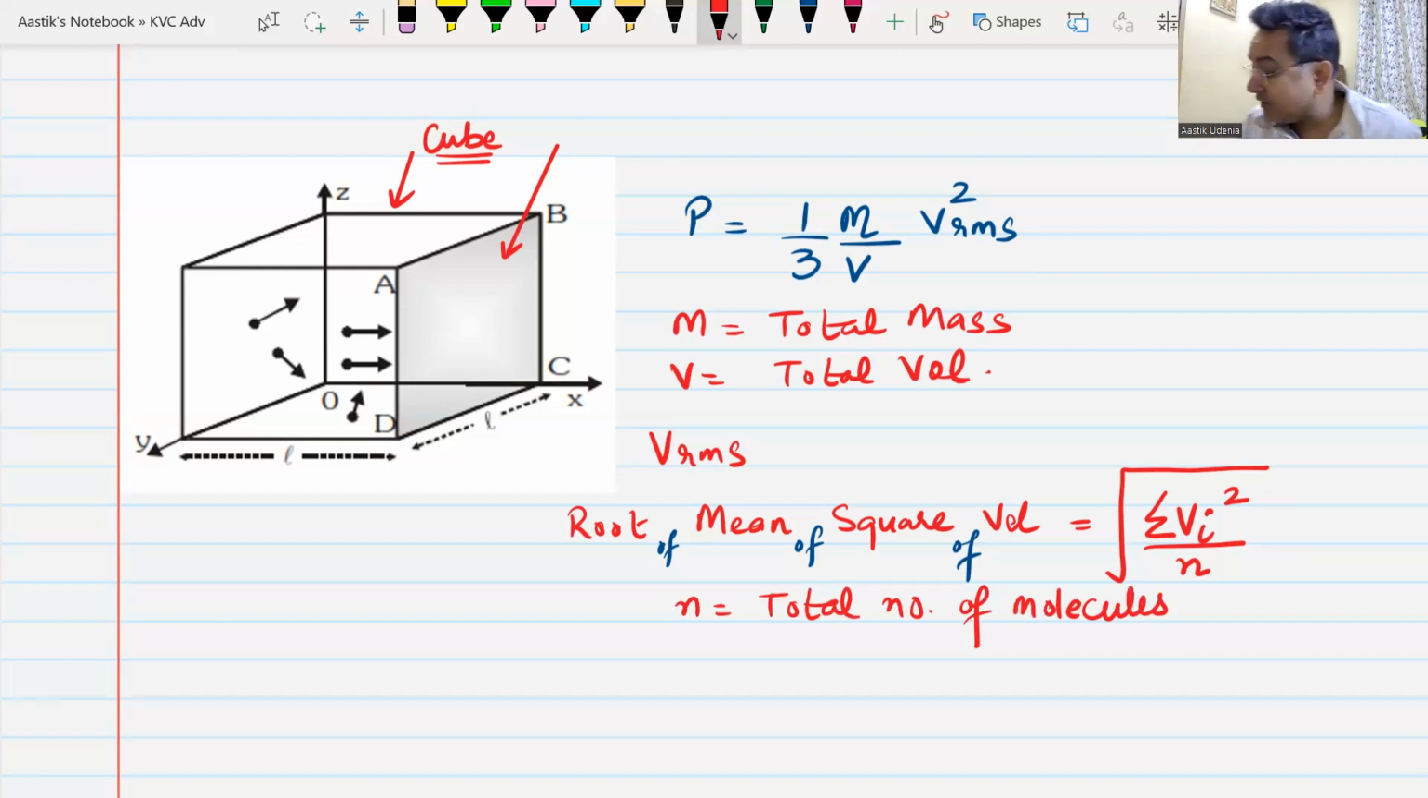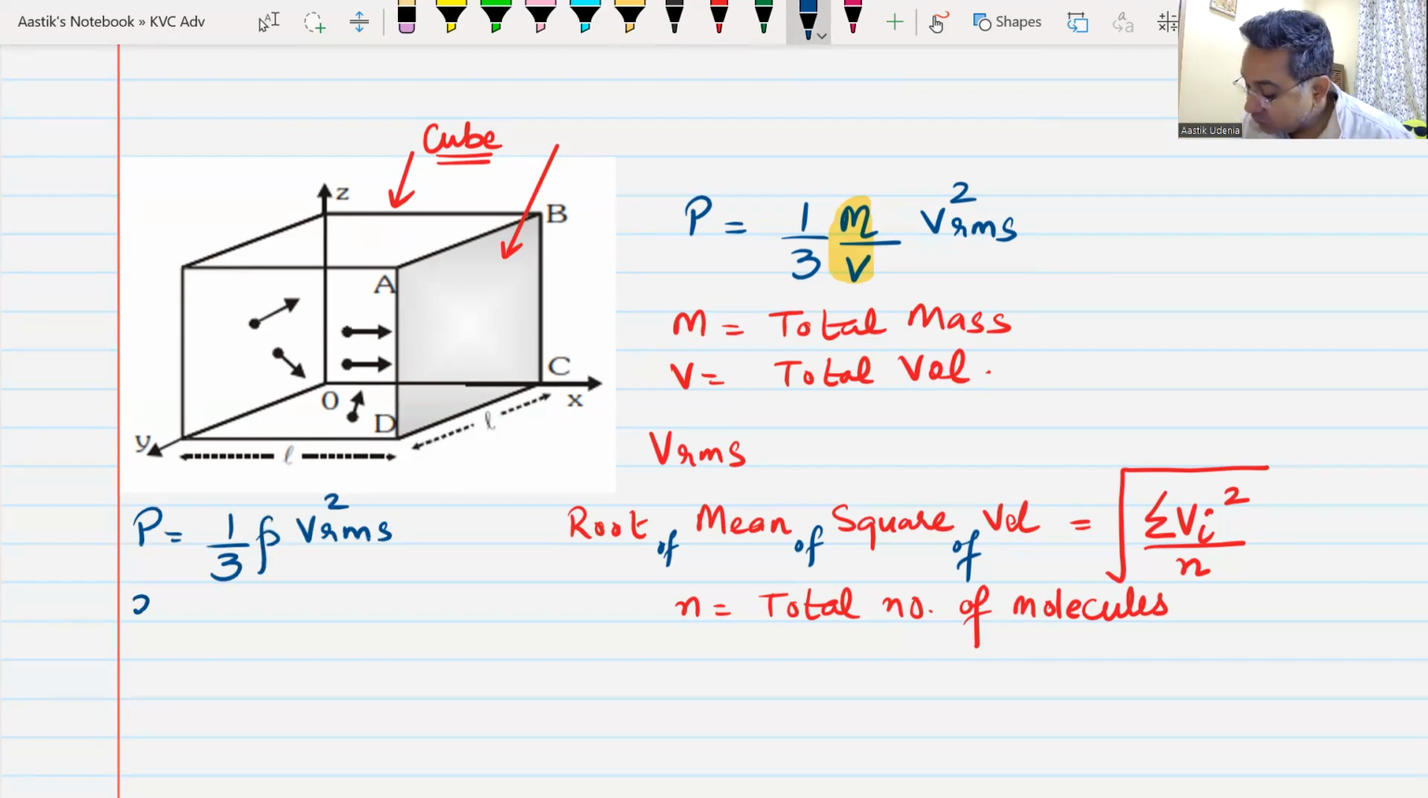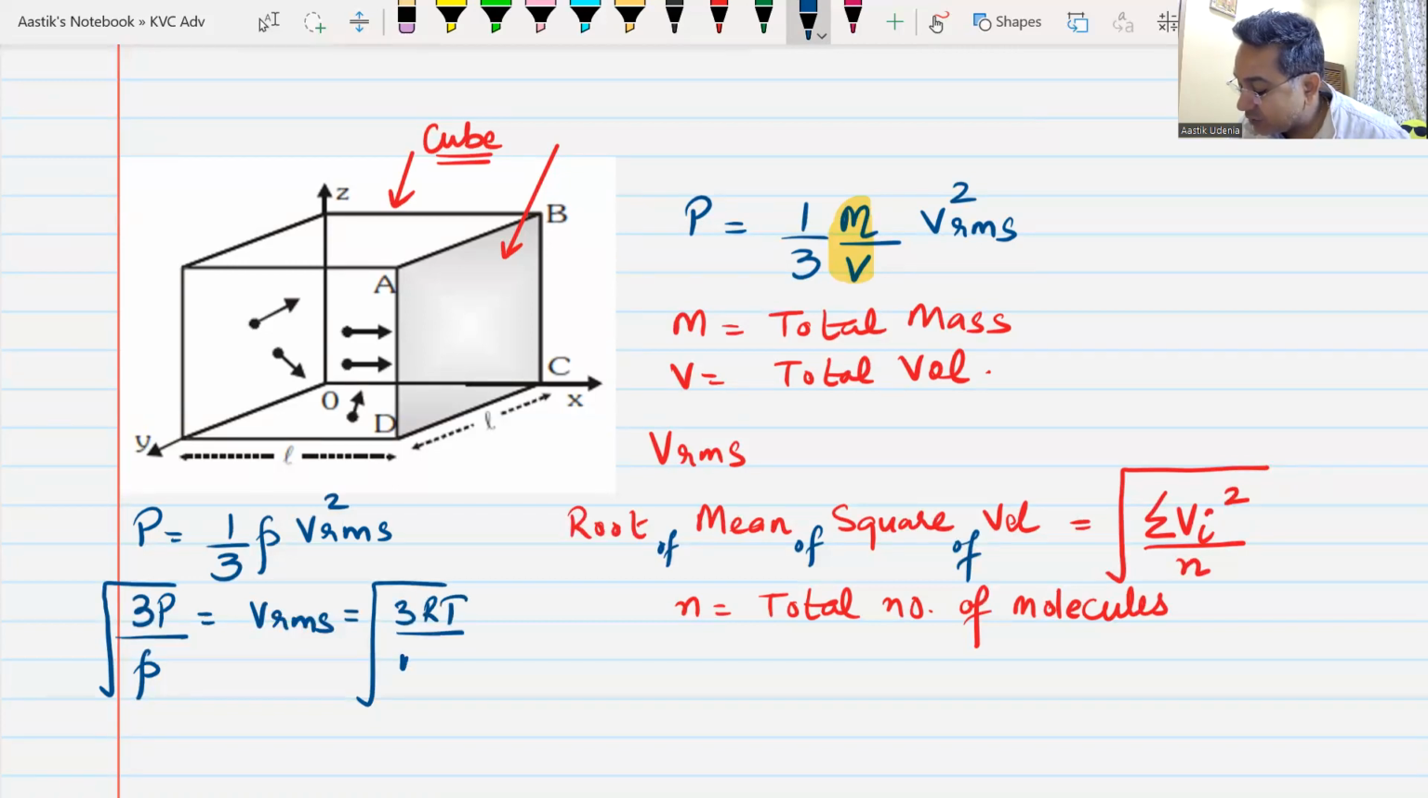The pressure of the gas is written as 1 by 3 M by V, capital V meaning volume, V_RMS square. Now M by V, as you can understand, is the density rho. Yes or no? Yes, sir. So I can write the pressure, first listen to me, then I will give you time, as 1 by 3 rho into V_RMS square. Do we understand this? So root of 3P by rho becomes V_RMS. Root of 3P by rho can be written as root of 3RT by m naught from the ideal gas equation. Yes or no? Yes, sir. Or root of 3kT by small m.